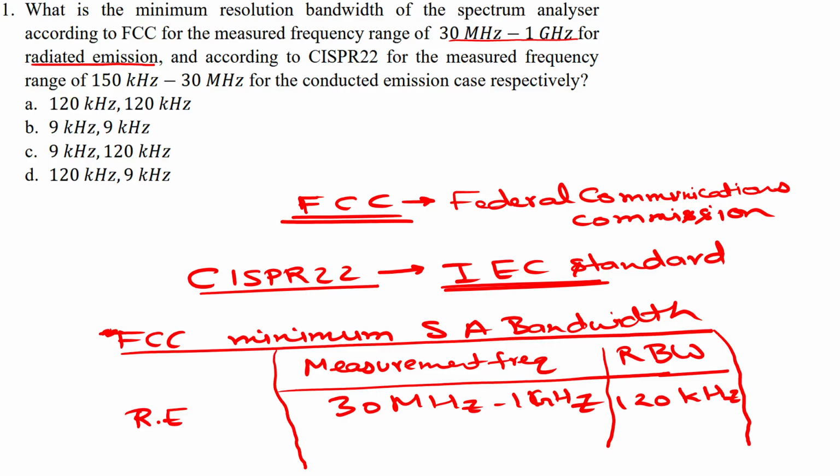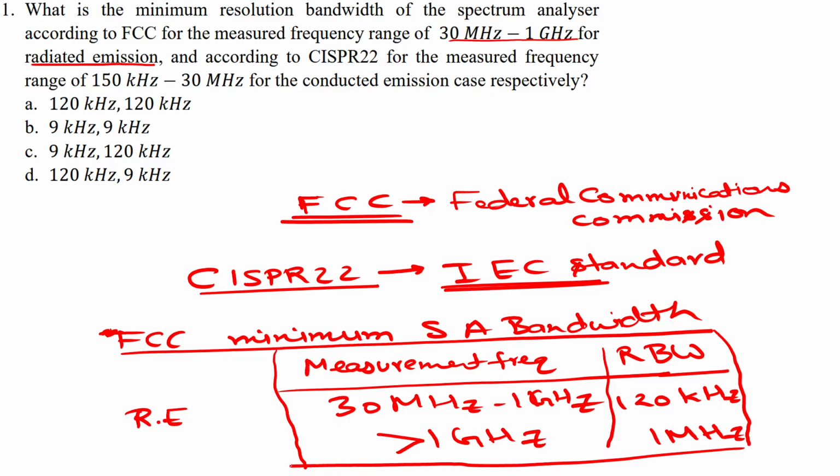I can't explain why 120, why not 110 or 100 kilohertz, because this is the minimum. At least this much should be there, and if the signal is above 1 gigahertz, then the resolution bandwidth can be 1 megahertz also. So this is for radiated emission from FCC.